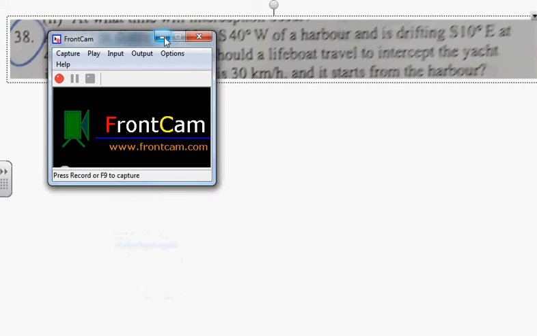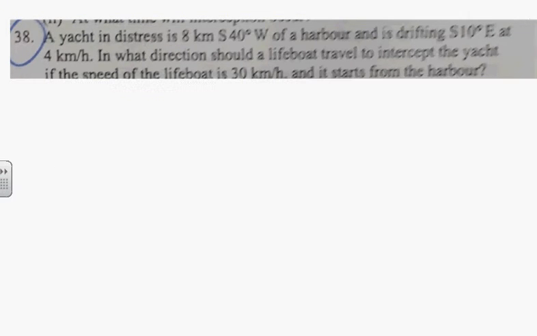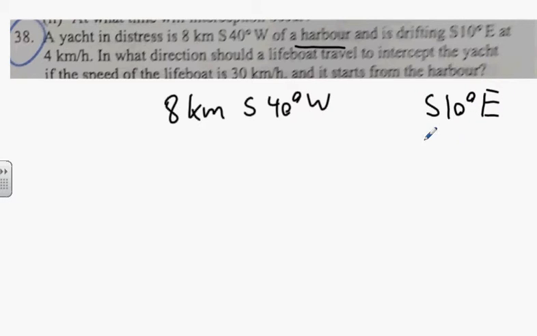Okay. Now, a question similar to this came up in 1988, but that's a long time ago. So a yacht in distress is 8 kilometers south, 40 degrees west of a harbour, and it's drifting south 10 degrees east at 4 kilometers an hour. In what direction should a lifeboat travel in order to intercept the yacht if the speed of the lifeboat is 30 kilometers an hour? So the lifeboat can go 30 kilometers per hour.